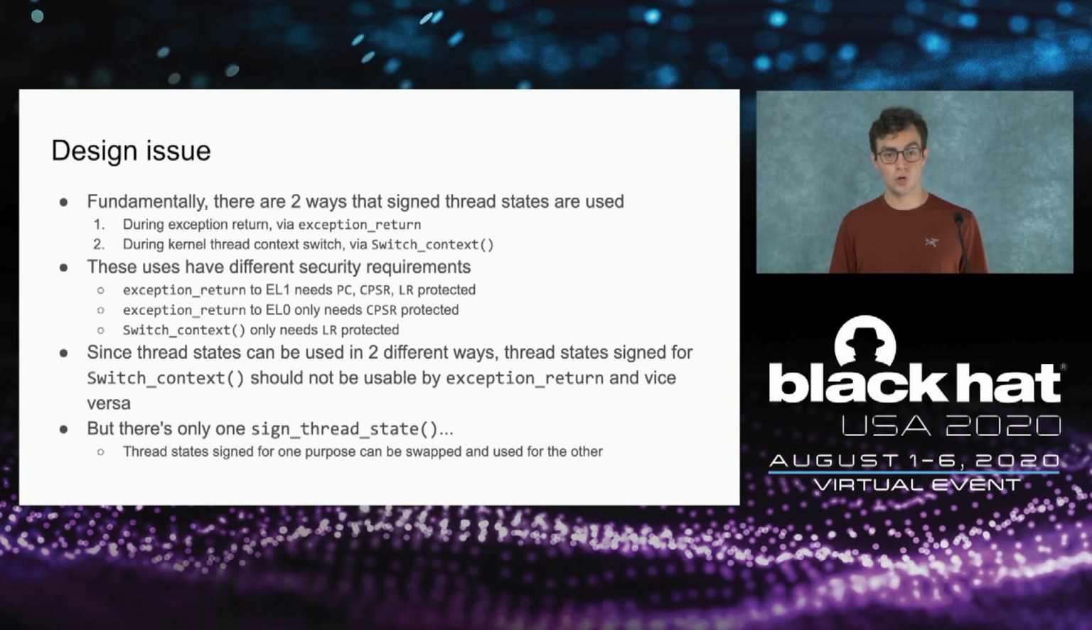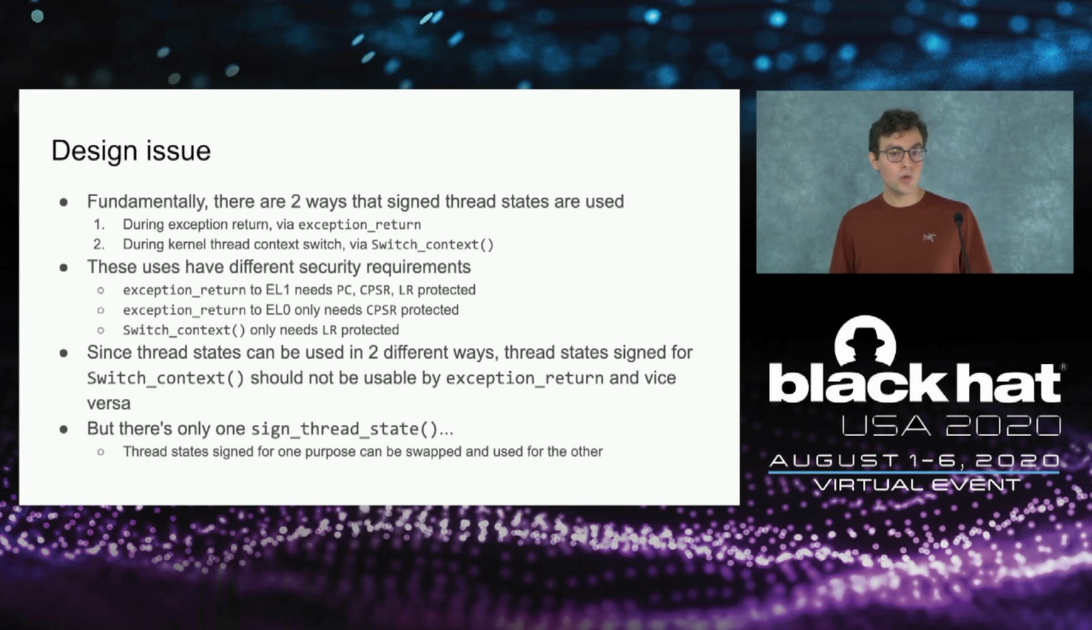For exception returns, when you're doing an exception return back into kernel mode, you really do care about all three of the registers, PC, CPSR, and LR, since they all have an effect on what kernel code gets executed. So they all need to be protected in order to ensure control flow integrity. For exception returns to user mode, so imagine a system call and you're returning from the end of the system call, you really only care about the CPSR register.